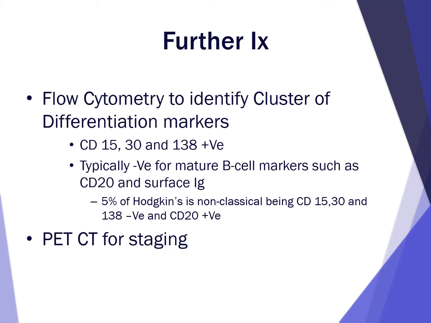Hodgkin's lymphoma will typically be positive for CD15, 30 and 138 and negative for mature B-cell markers such as CD20 and surface IG. Please also note that 5% of Hodgkin's lymphoma is non-classical and is the reverse, being CD15, 30 and 138 negative and CD20 positive. In addition, you would also want a PET-CT to stage the disease.